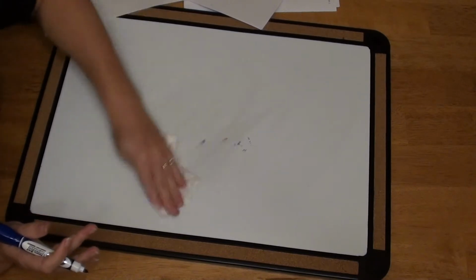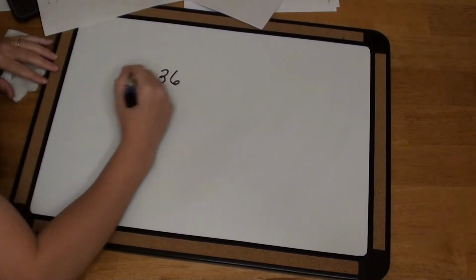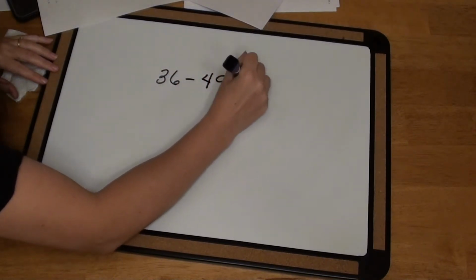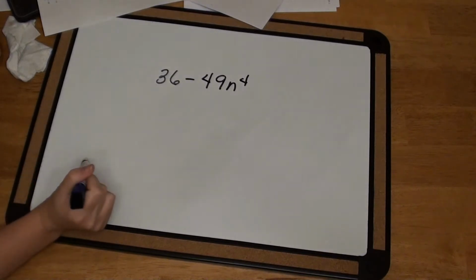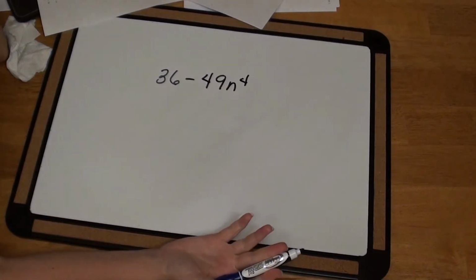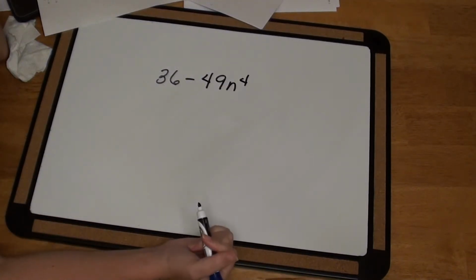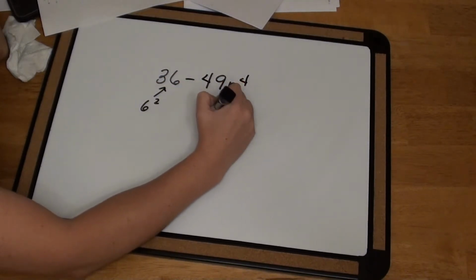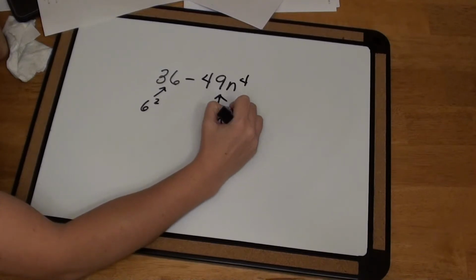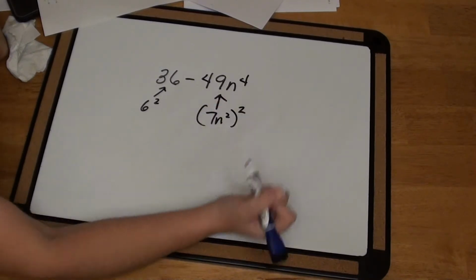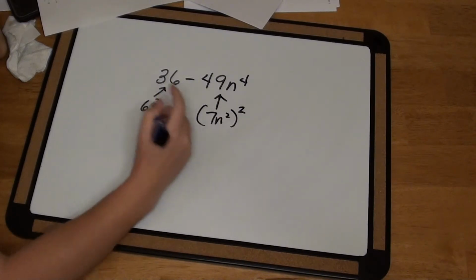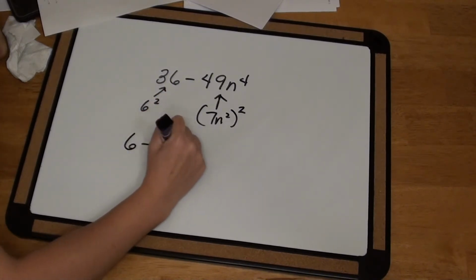All right. Another example, and don't let this throw you off, is if they happen to put the constant in front and the variable in the back. Now in this situation, it's weird because you get this n to the fourth, so you're thinking maybe not so much, but it's still the difference of two squares. This is 6 squared. This is 7n squared. That would give me 49n to the fourth. So here we do the same thing. 6 minus 7n.